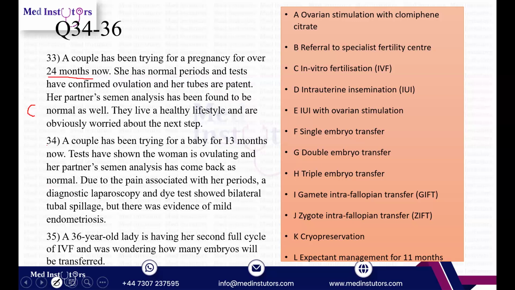Correct. Dr. Ruby, see, she is just having mild endometriosis, right? So you can give it for another 11, like do expected management. Okay. Next question.